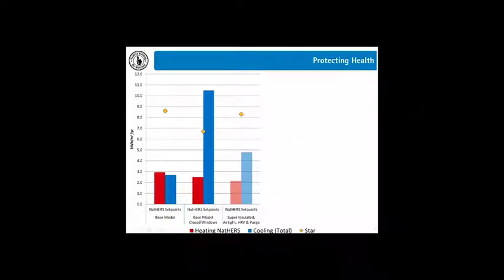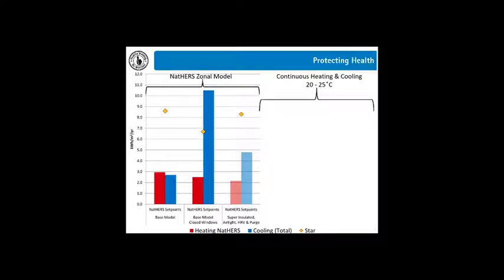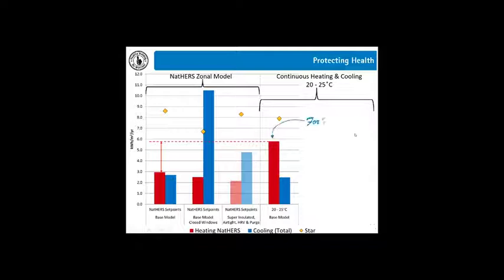Taking this into consideration, the NatHERS zonal model makes certain assumptions around how you heat and cool buildings, how the day-night zones are working. If we then say, let's just continuously heat and cool this building 24 hours, 7 days a week at 20 to 25 degrees Celsius, what we get in the base model is we drive up the heating. So we're using more heating, but there's a reason: we don't want to have cold zones at night, because if we get cold zones at night, that's where we get the mold growth. So it's for health that we're using more heating energy.